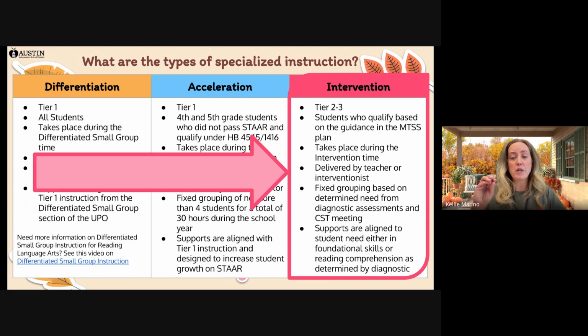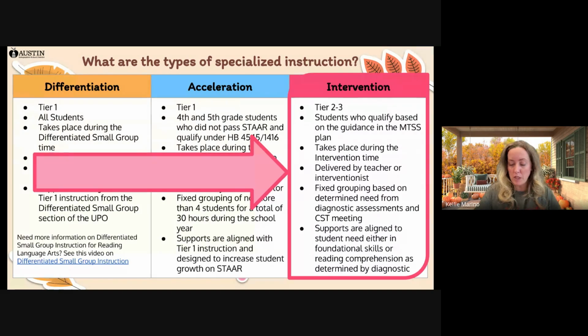So students in intervention will receive differentiation. They might also receive acceleration during tier 1, and then they will receive intervention during the intervention block. It can be delivered by the teacher or by an interventionist. It is a fixed group based on determined need from diagnostic assessments and the ECST meeting or committee. And these supports are aligned to student need, either in foundational skills or reading comprehension as needed.